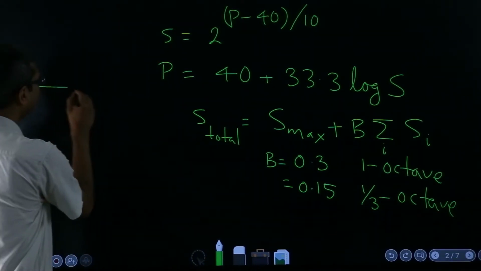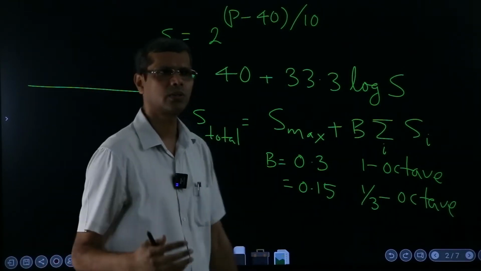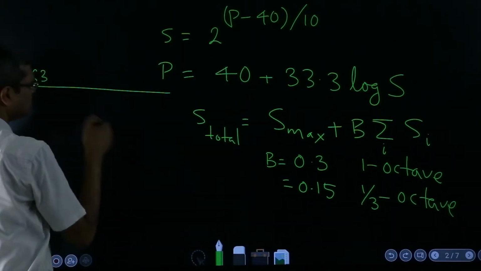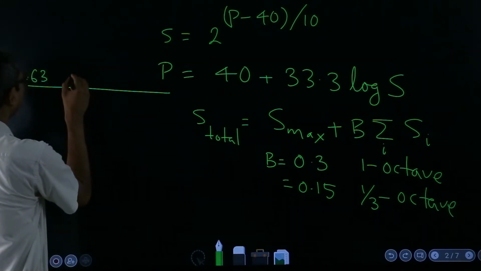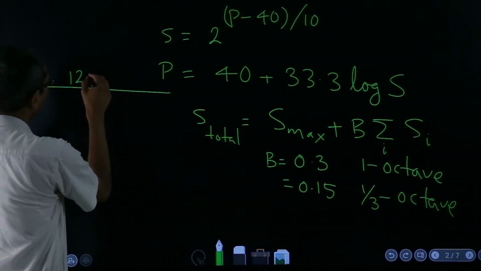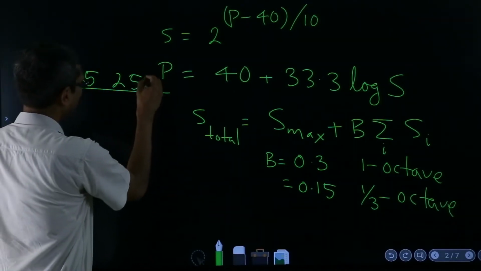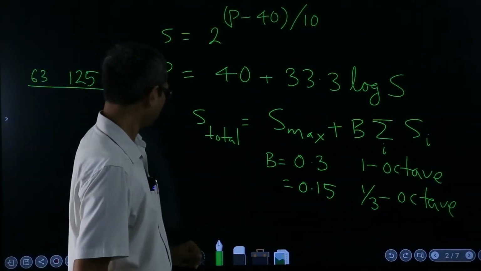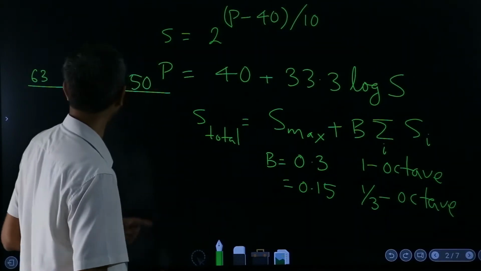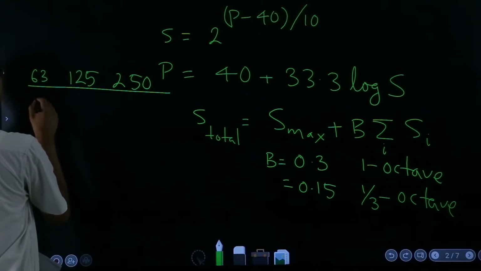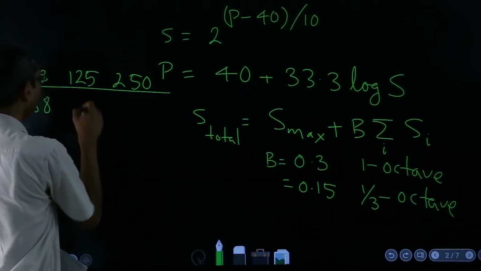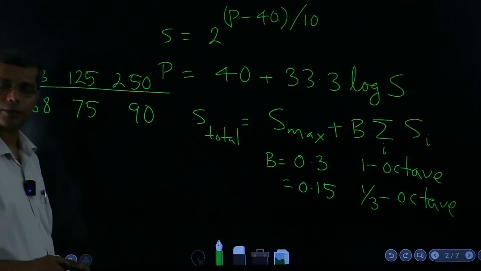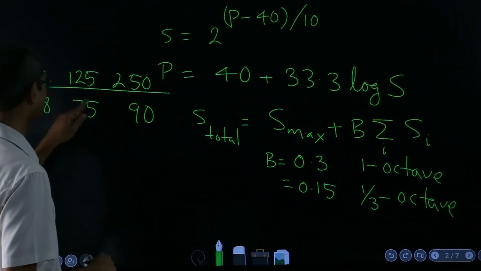Suppose you have measured some sound signature, say at the 63 hertz octave center frequency, then say 125, 250, like that. In every octave band you have measured some sound. Suppose you have measured 68 dB here, say 75 dB here, say 80 dB here, okay.